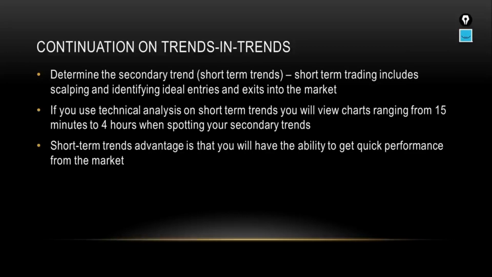After you've identified your main trends, secondly, you're going to identify your secondary trends, which is your short-term trends. Short-term trading includes scalping and identifying ideal entries and exits into the market. Like I said before, you're gonna use your short-term trends for scalping and having ideal, almost perfect entries and exits into the market. Use technical analysis on short-term trends. You'll view charts ranging from 15 minutes to 4 hours when spotting your secondary trends. Short-term trends' advantage is that you'll have the ability to get quicker performance from the market.